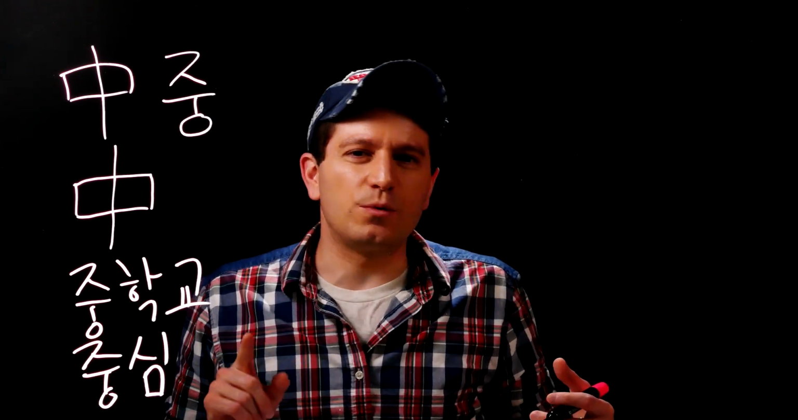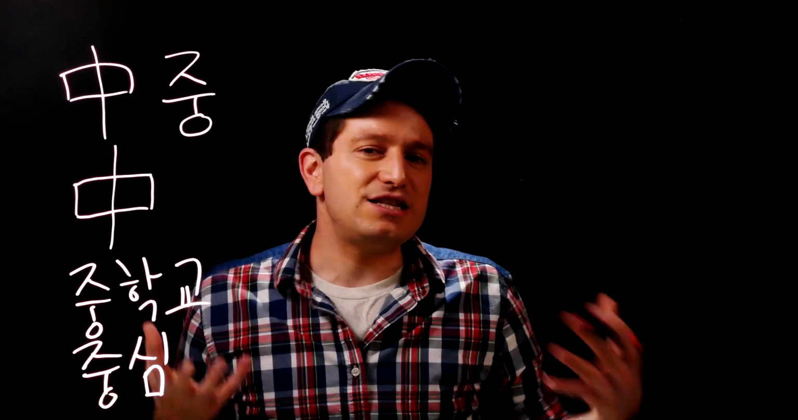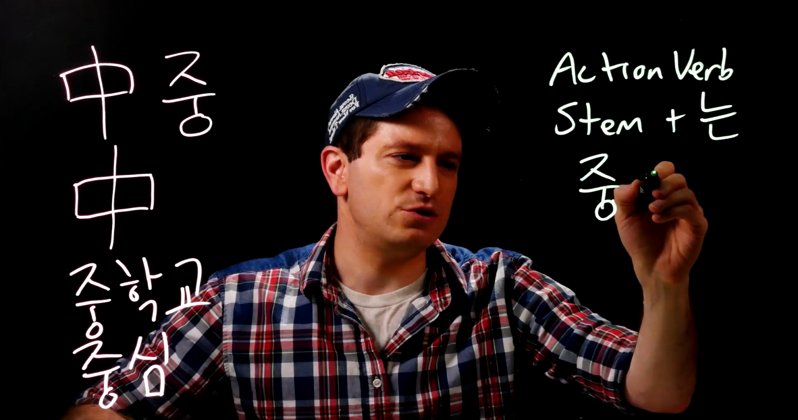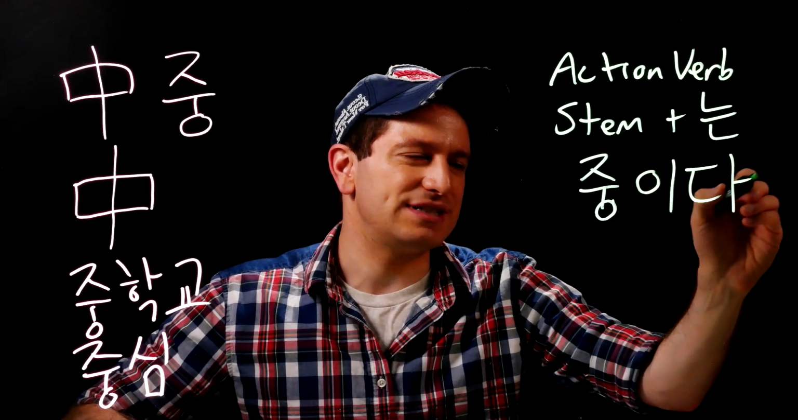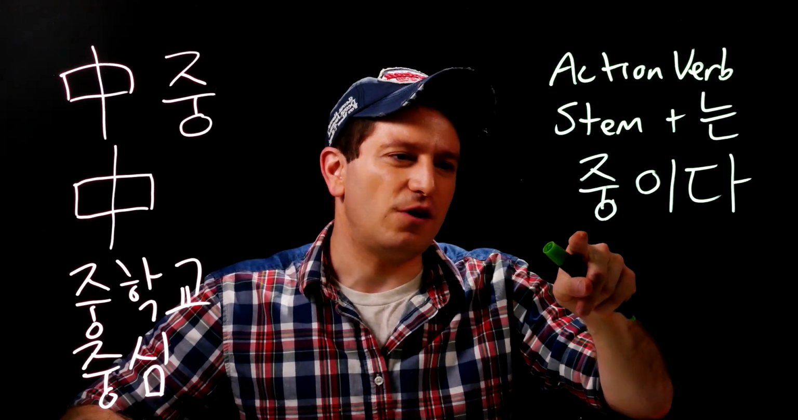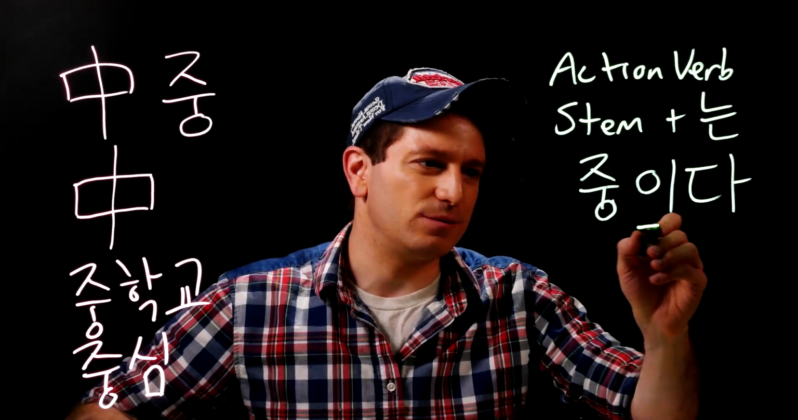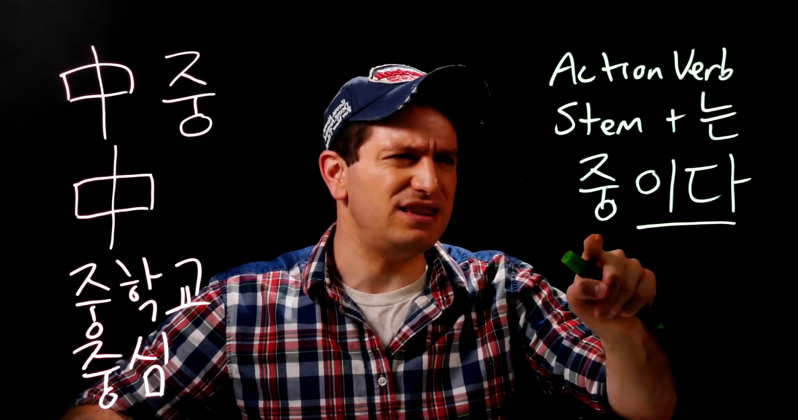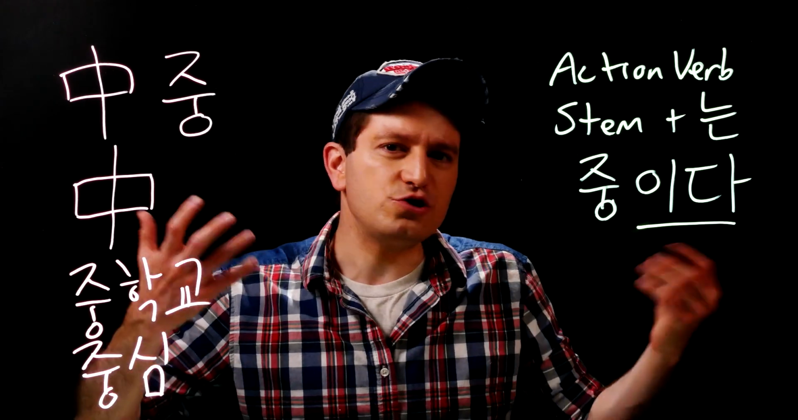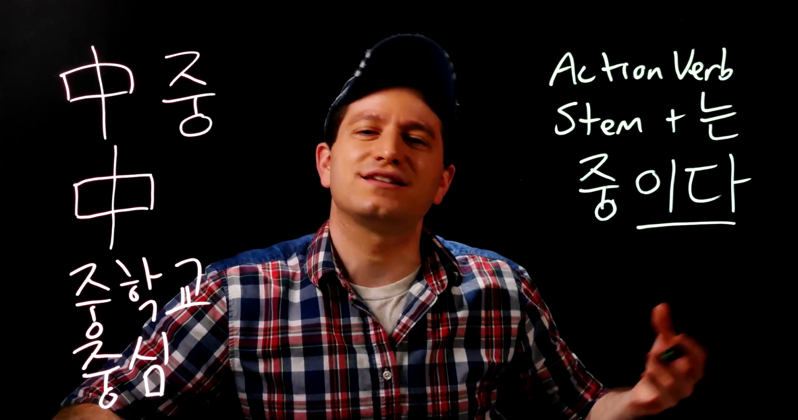But this isn't really what we're learning this character for because it's useful in some grammar forms. Let me give you that grammar form first. You take an action verb stem and you attach 는, thus turning that verb into an adjective. Then you follow that with 중 and then the verb 이다, to be. So to be in the middle of doing, literally, and that's how it's used. You can also think of this as meaning to be in the process of doing something.